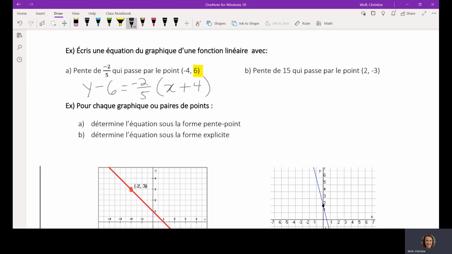OK, une autre, une pente de 15 qui passe par le point 2, négative 3. So, c'est y. La valeur de y qui vient du point, c'est négative 3. So, j'ai écrit positive 3. La pente est tout simplement 15. Ouvre les parenthèses et c'est x moins 2. Change le symbole.